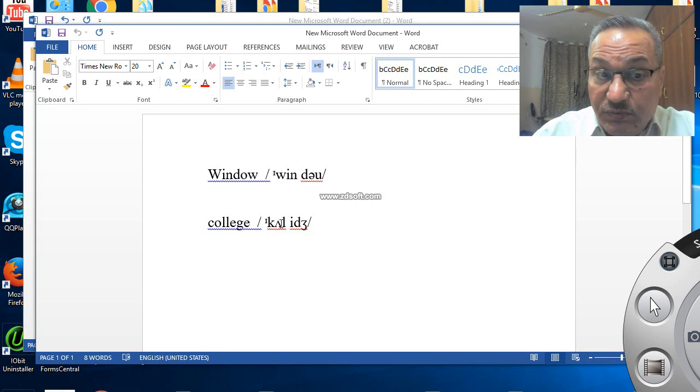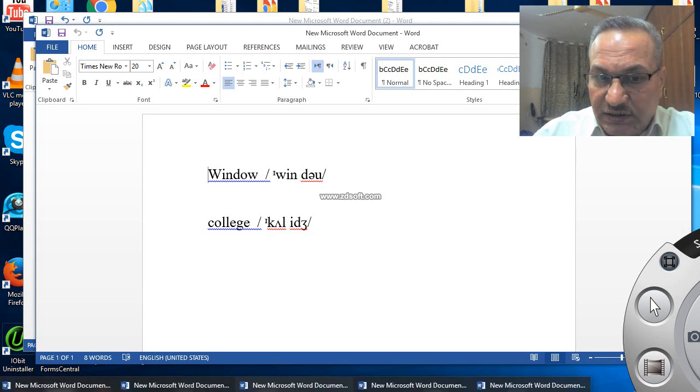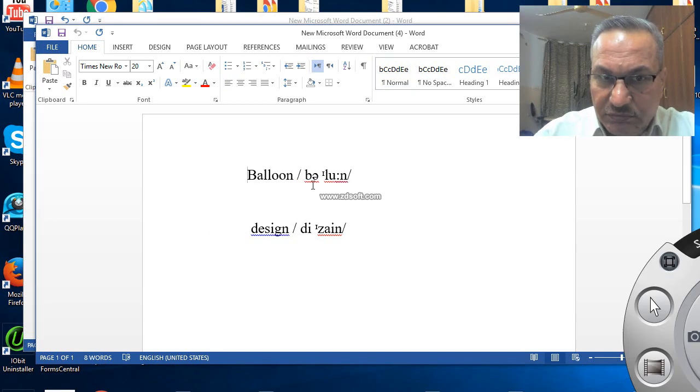If the first syllable is weak, the second syllable is stressed. Look at this example. Balloon. It is a noun. But because the first syllable contains schwa, and of course it is weak, the second syllable is stressed. As in the word, also, another example, design. Design, also it contains two syllables, de and sign. Because the first syllable is weak, because it contains short e without a coda. Look, short e without a coda. So the second syllable is stressed. These are nouns.